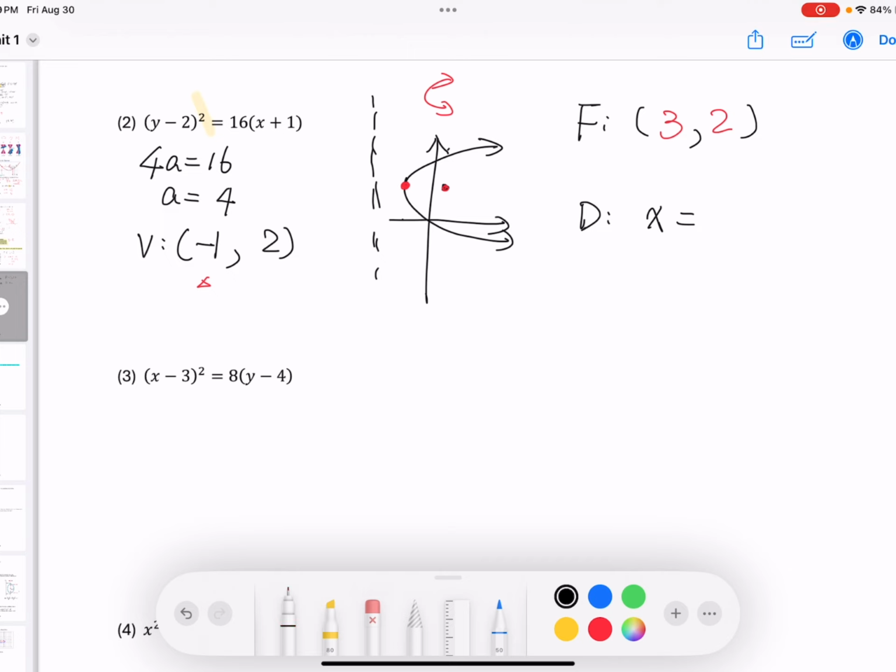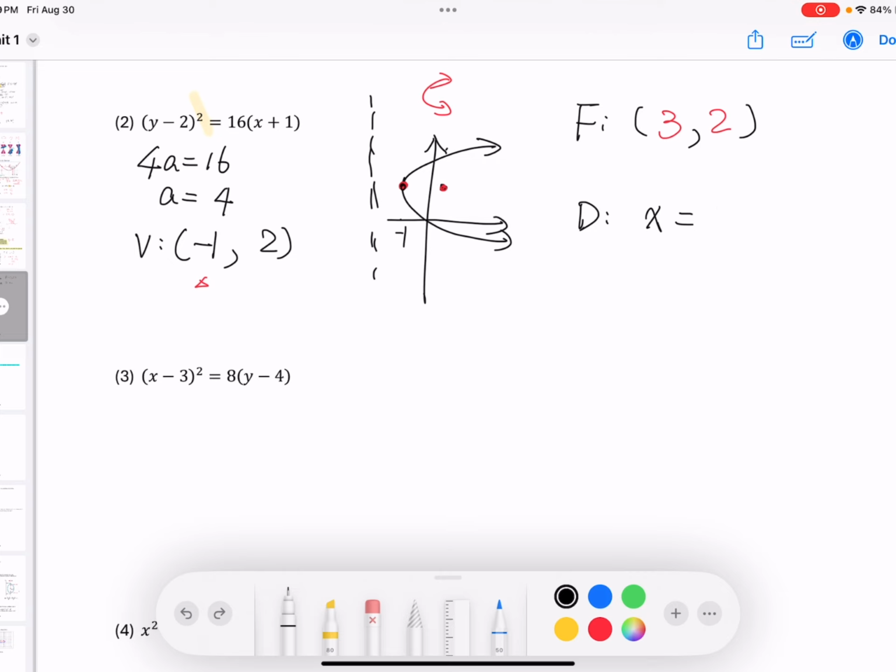We have learned that this is -1, and then the distance from here to here is the absolute value of a, or we say 4. So -1 and then jump 4 units. I don't have a very accurate graph, but jump 4 units, the x value must be 3. So we found our focus.